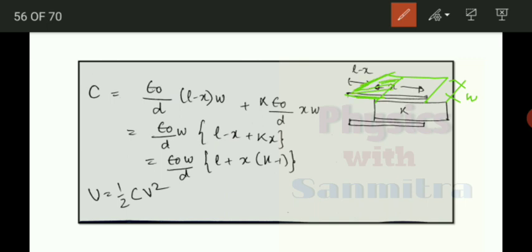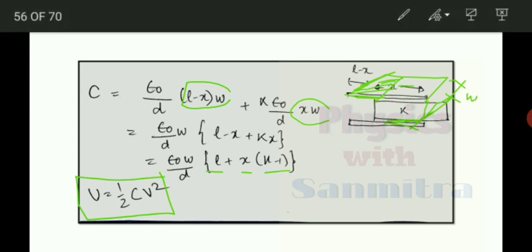So this area will be L minus X into W, and in the dielectric this part will be X into W. This is X and this is W, so this is K into epsilon naught into D. These two are in parallel, so I can add them up. If I take epsilon naught W by D common, it will be L minus X plus KX, epsilon naught W by D, that is L plus X into K minus 1. U is equal to half CV square.